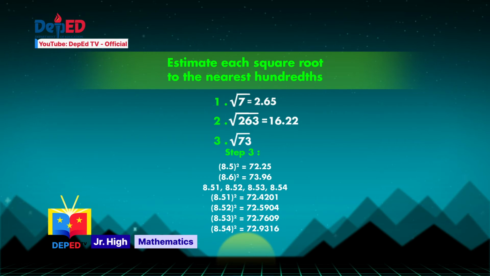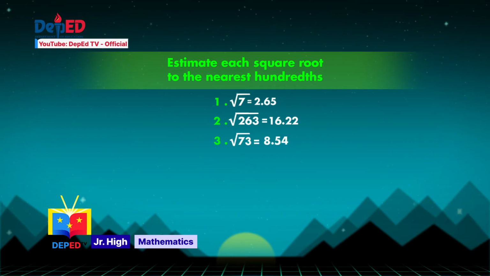Amazing! That is 72.9316. And this was obtained by squaring 8.54. Thus, the square root of 73, estimated to the nearest hundredths, is 8.54.